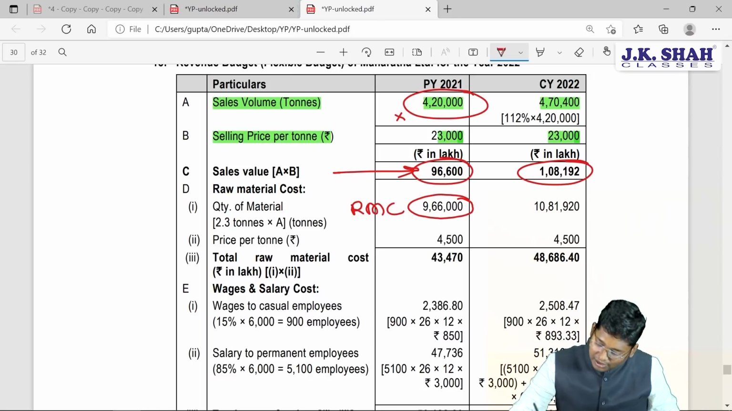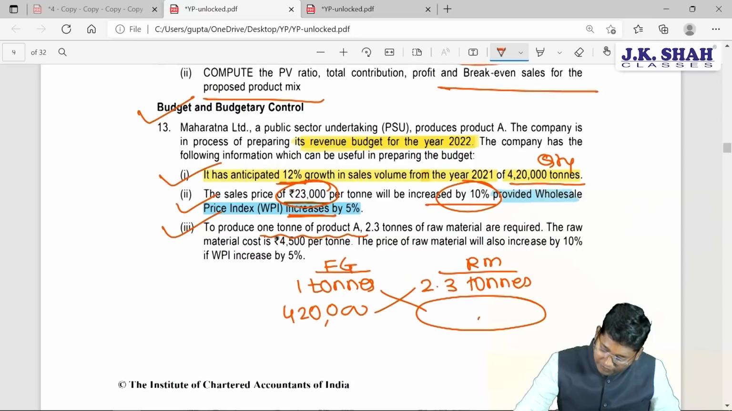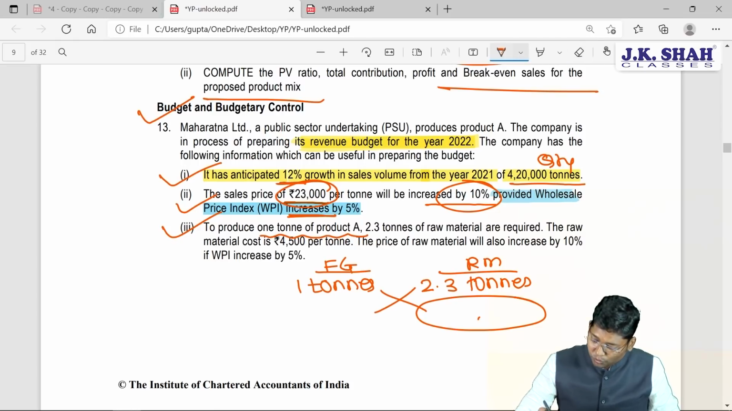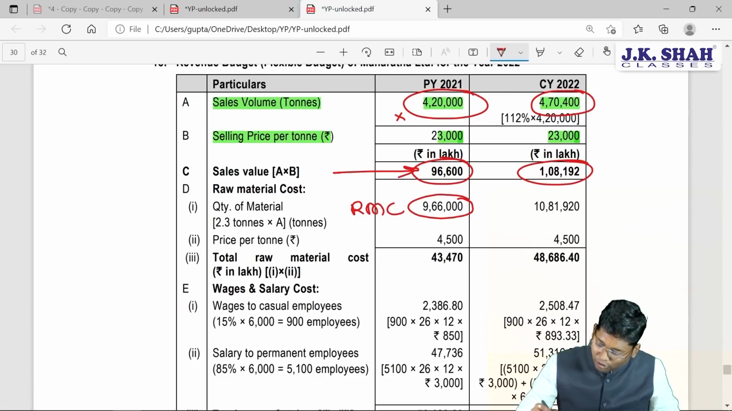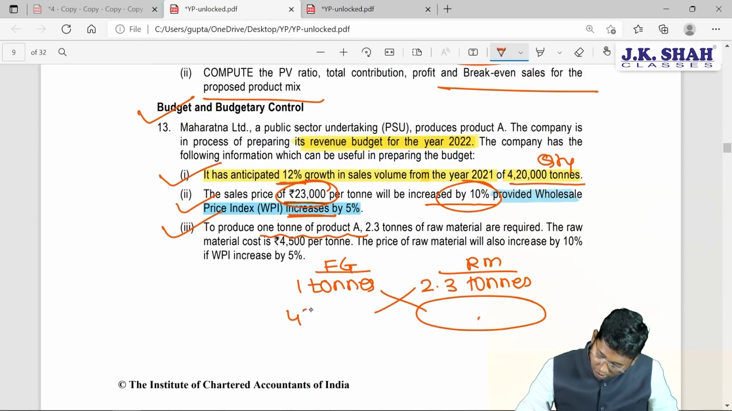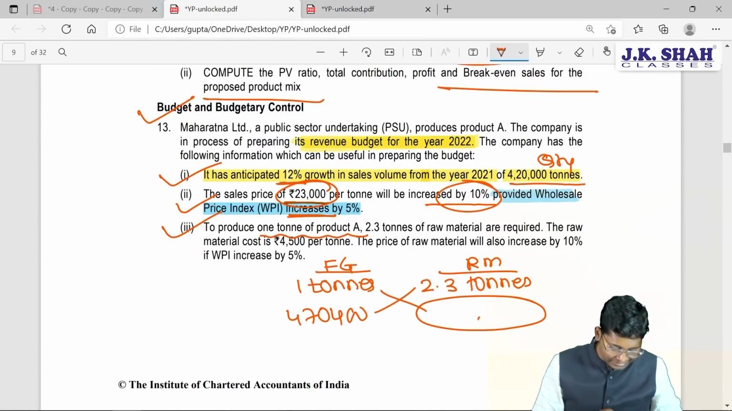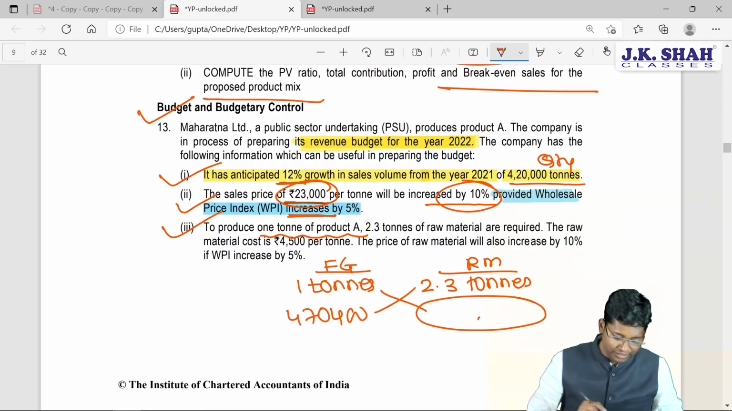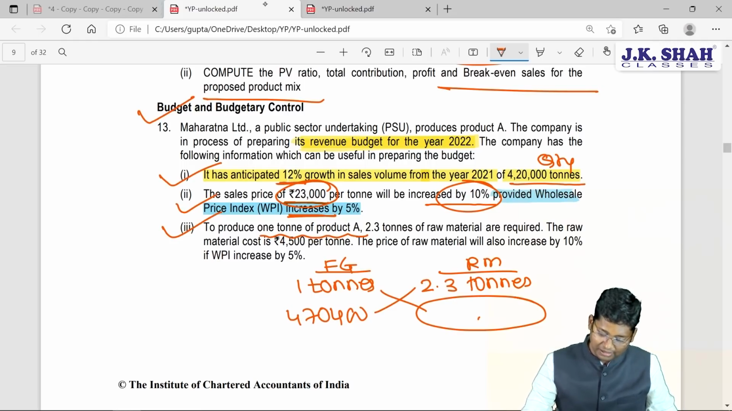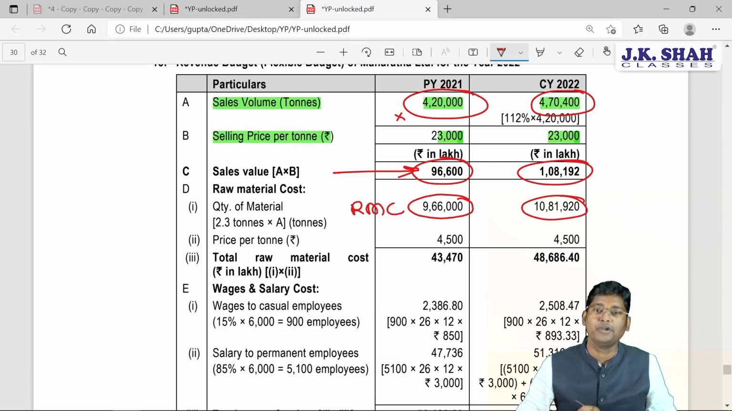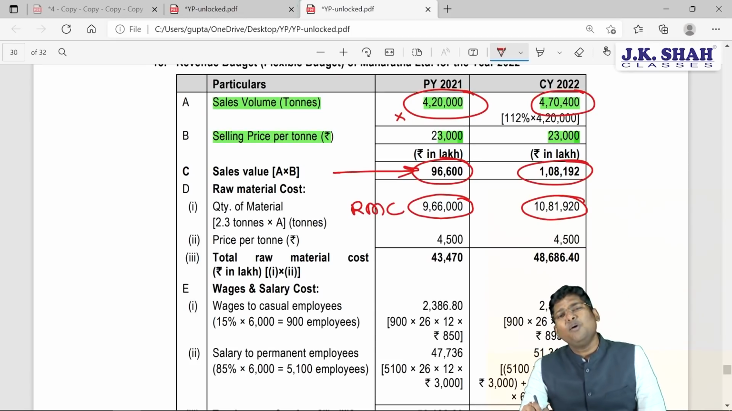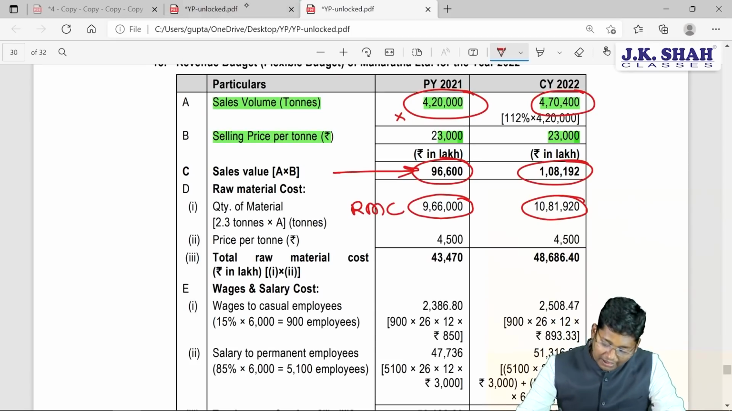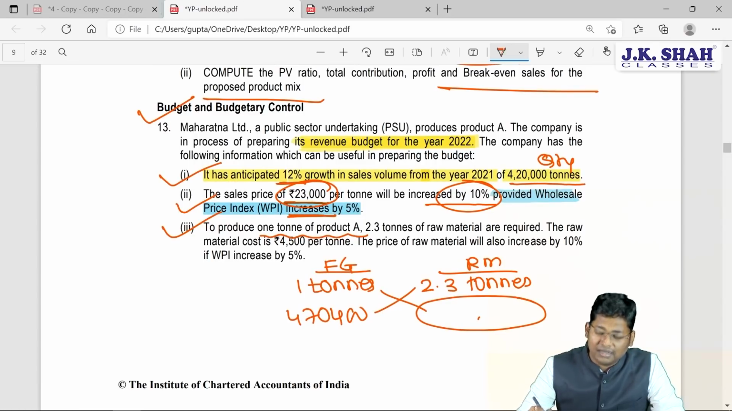consumption is needed. For second calculation also, if this is the composition given, 2.3 tons of material gives you 1 ton of output, then for 4,70,400 of output, how much material is needed? 4,70,400 into 2.3, you are going to get 10,81,920. You can cross verify. This is what we have computed.